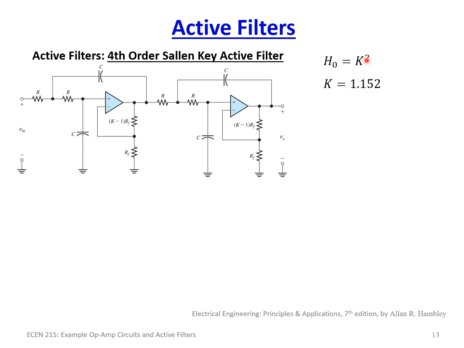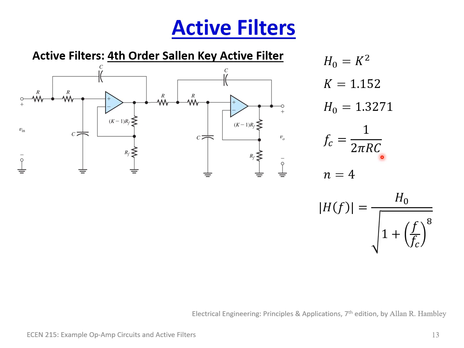In this case, K, let's say, is 1.52, which gives us an H naught. So if we chose our K value here arbitrarily, just choosing this value on that table we looked at a moment ago, then H naught is simply 1.3271. And of course, the FC is the same for both. The cutoff frequency, given that this is a low pass filter, is the same. And this gives us an N equal to 4. Therefore, this is our transfer function. So this is our Butterworth 2 to the N.